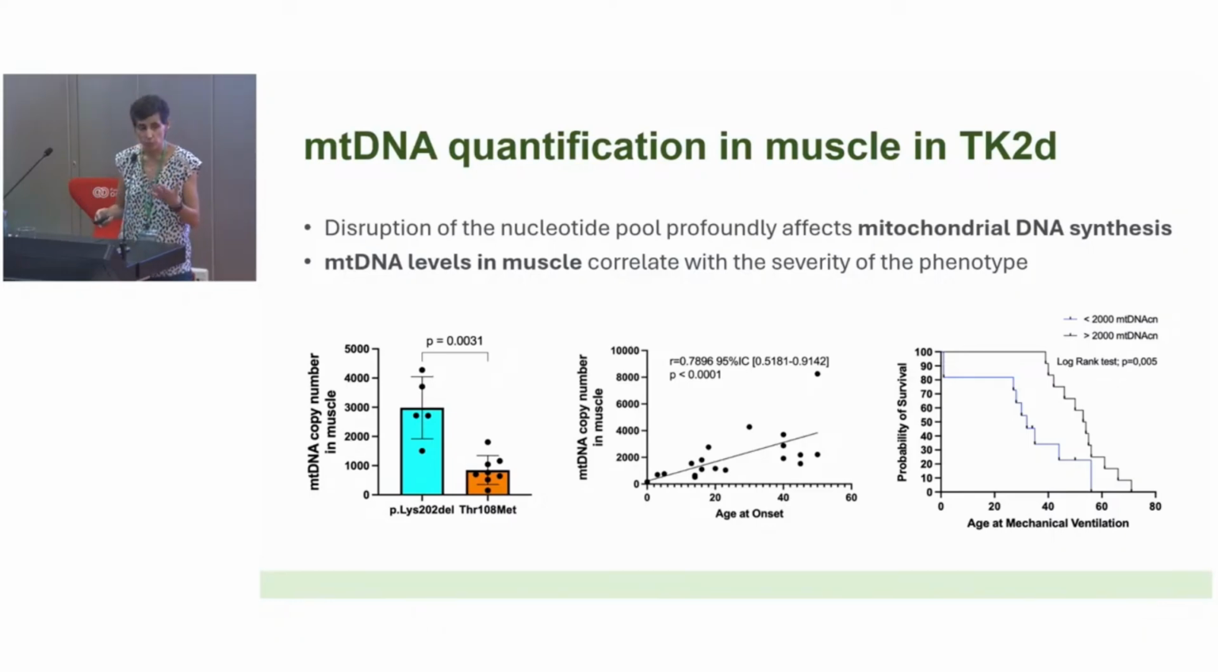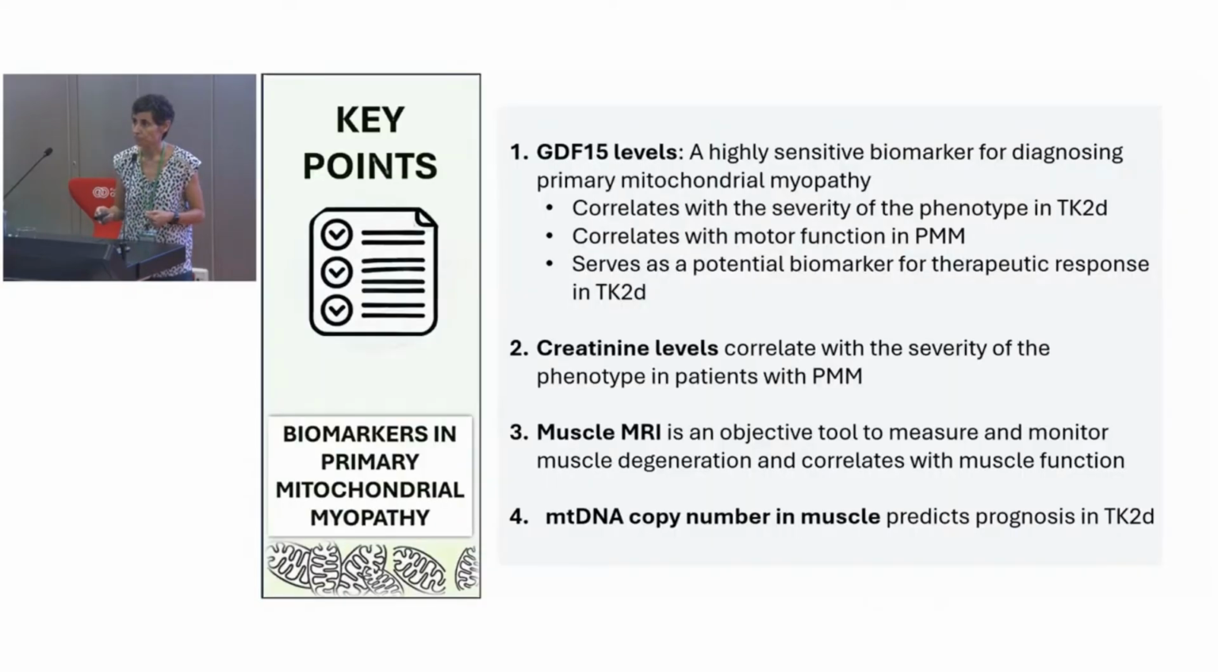We can maybe use this when there is a screening, neonatal screening of TK2 deficiency, to predict which patients need the treatment earlier. And with that, I'd like to conclude with some relevant points. In my opinion, GDF15 is the best biomarker we have for the diagnosis, for the differential diagnosis, but also to monitor the disease progression, to predict the severity of the disease, and also it can serve to monitor the response to the treatment, at least we know now in TK2 deficiency.